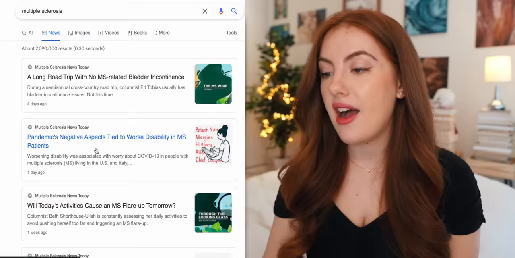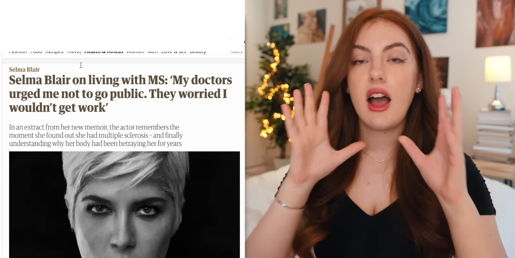So still, there's no textbook here. I'm just on Google and I am searching for something related to multiple sclerosis. And what I found, this is going to work perfectly. This is a Guardian piece on Selma Blair discussing her history with multiple sclerosis. Ideal, absolutely ideal. I don't know who this lady is, but she looks like she's famous. So this is a famous person that I can identify the disease with. And what I'm going to do at this stage is read this and place it in my mind.